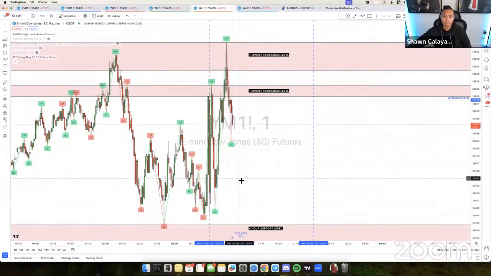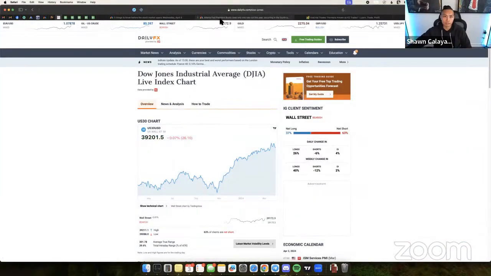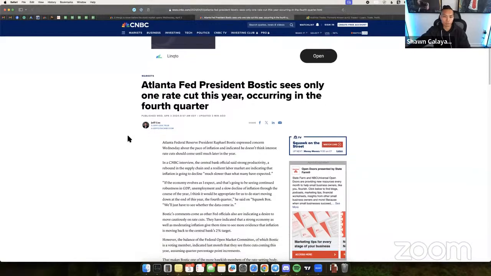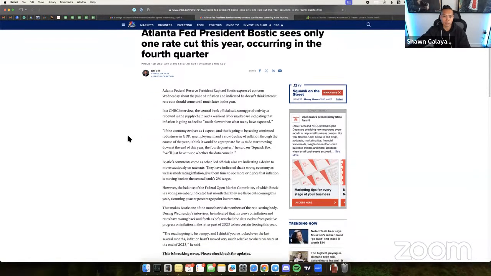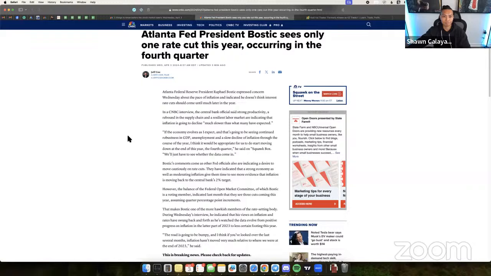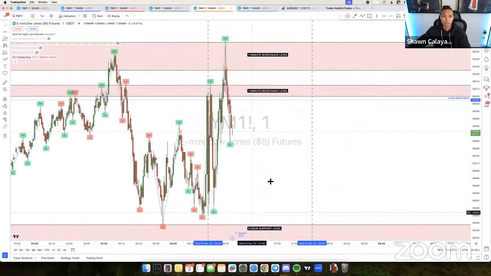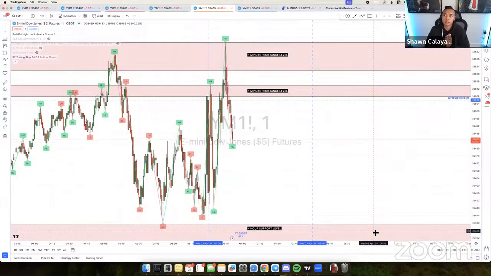So I was looking at the news this morning from CNBC, and it said that the Atlanta Fed President Bostic sees only one rate cut this year. And it's going to happen in the fourth quarter. So this is going to be in line with what Powell's going to speak about today. I think Powell's just going to confirm this. He might not confirm that there's only one rate cut, but he's going to confirm that this might be the case. So if that's the case, that means we're not out of this somewhat of a recession yet, and that the market is still going to be kind of crazy for a bit, at least until the elections start to go underway.